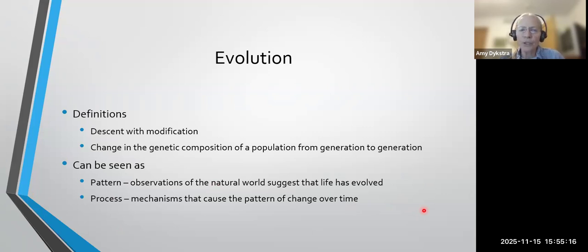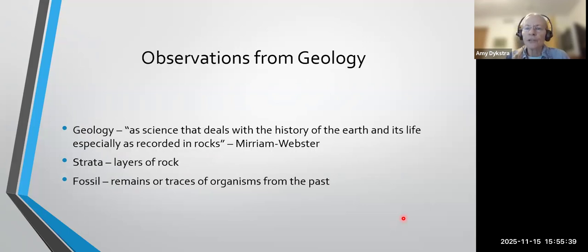So again, evolution is one explanation for a lot of observations that we make of nature. So let's talk about some of the observations that suggest that evolution has happened, or observations that were influential in Darwin's thinking. So first of all, observations from geology. So geology can be defined as the science that deals with the history of the Earth and its life, especially as recorded in rocks.